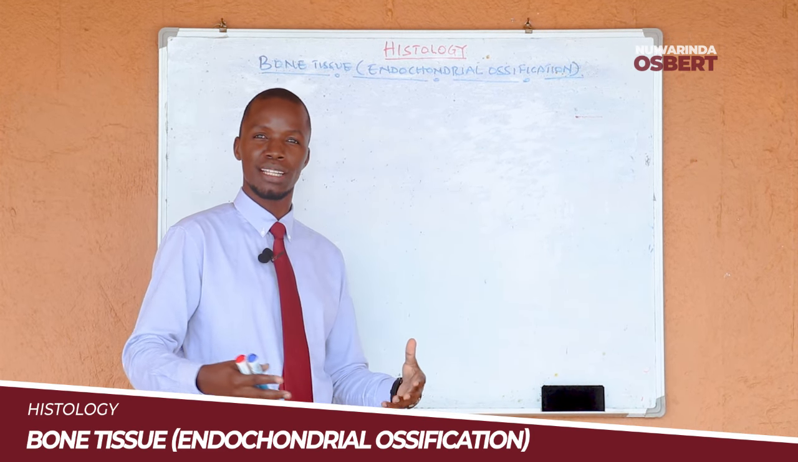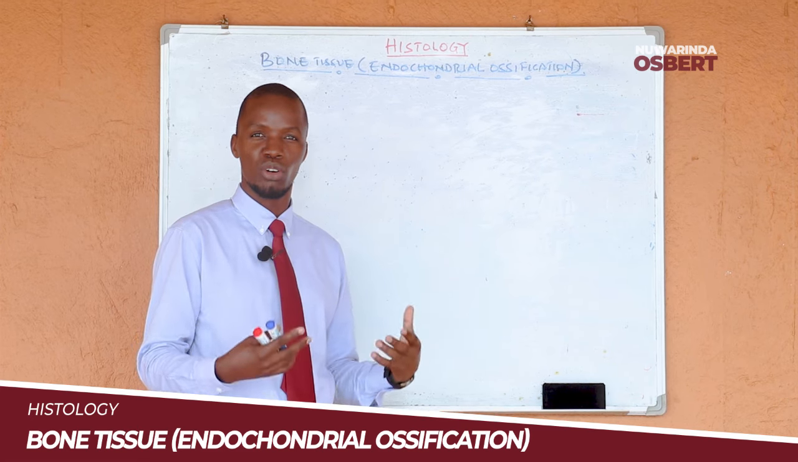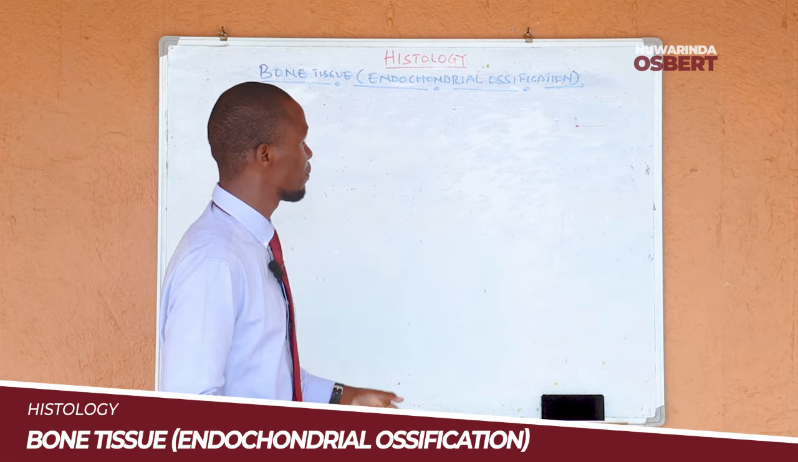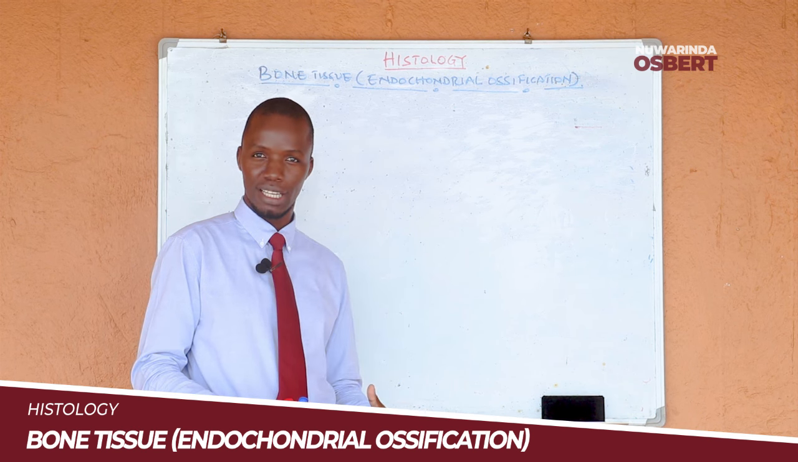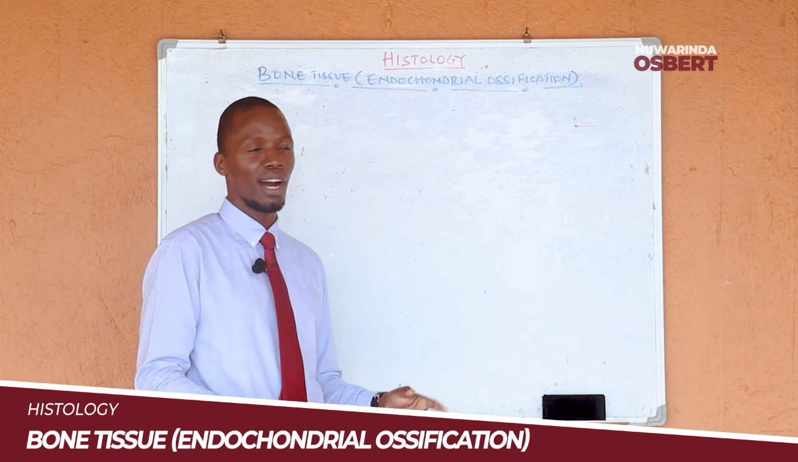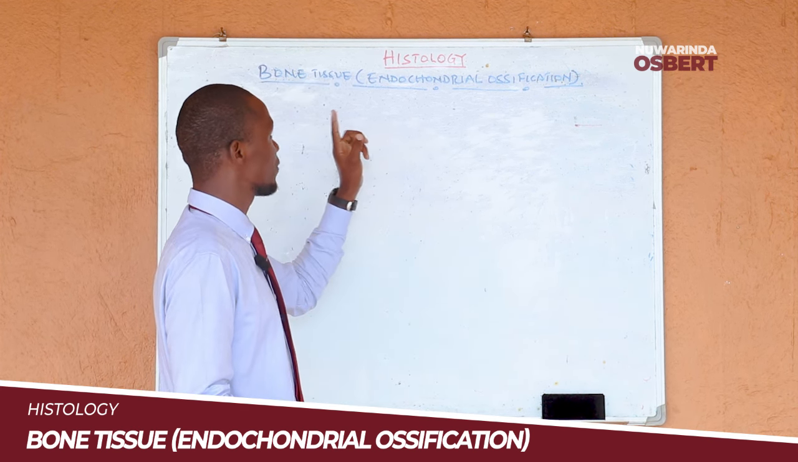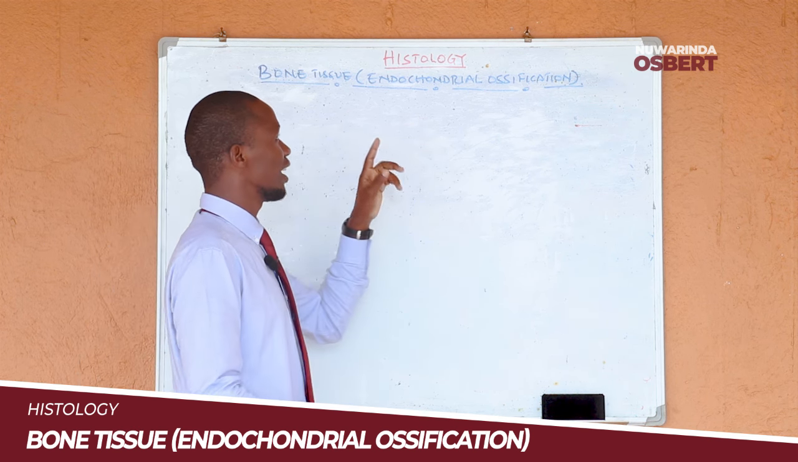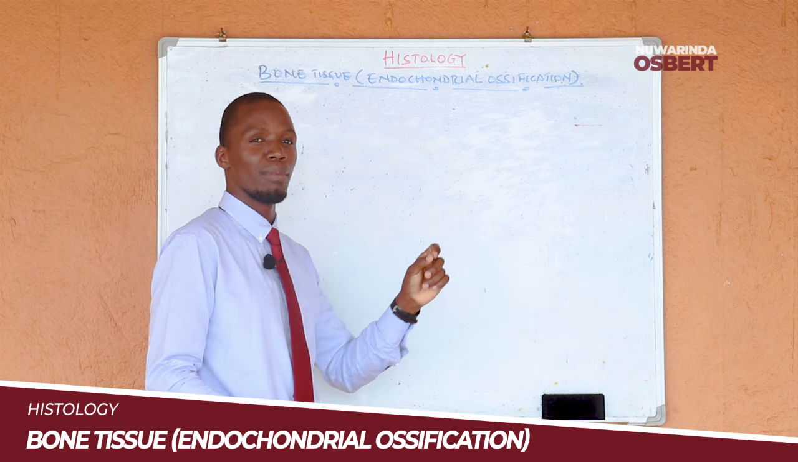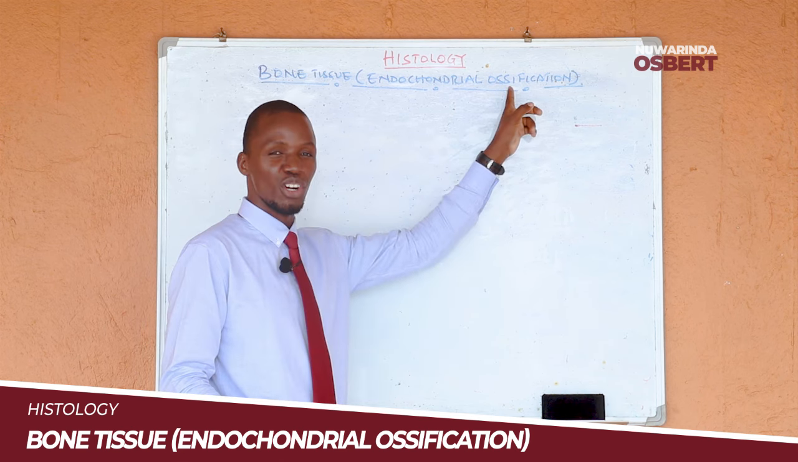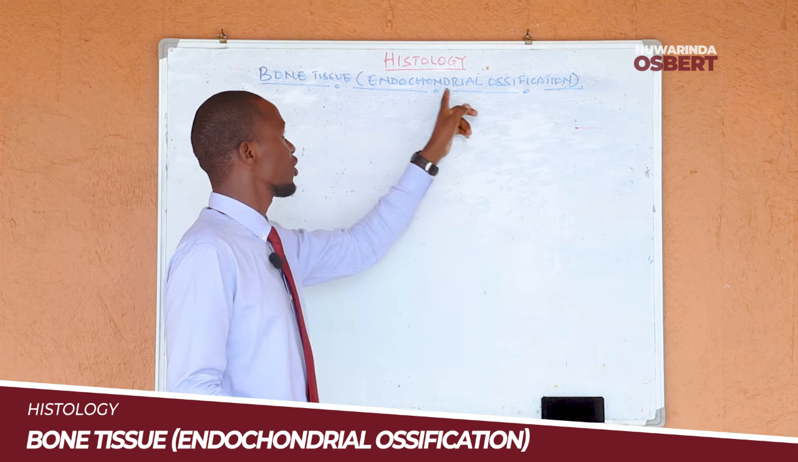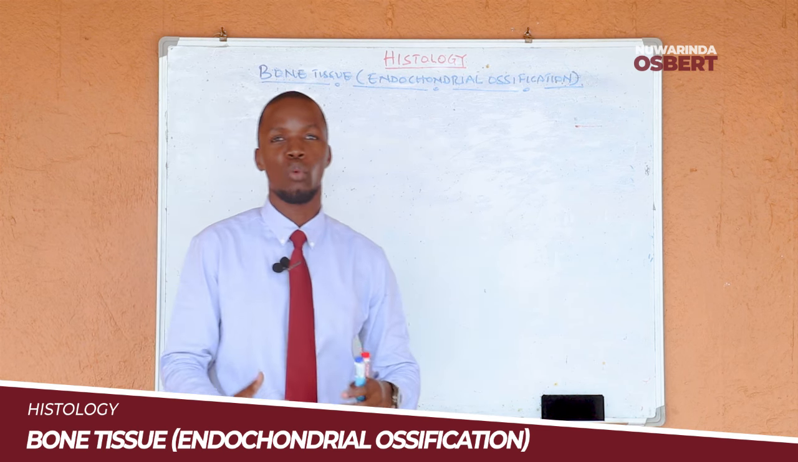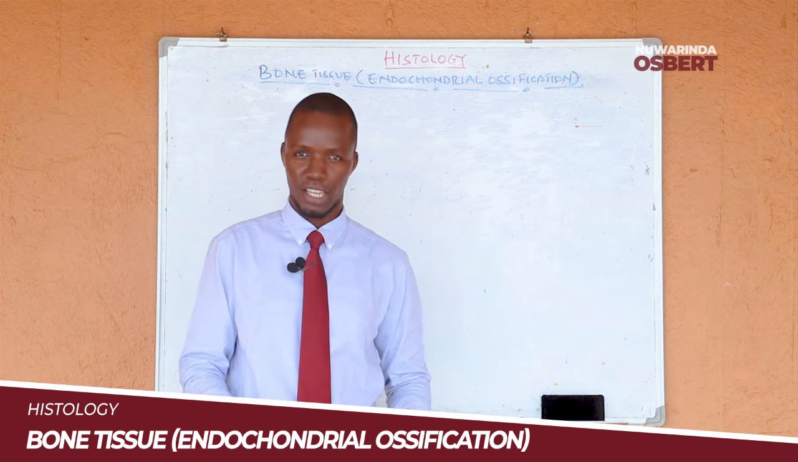Now, after we have looked at the structure of a compact bone, we need to know how a compact bone is formed. The process by which a bone is formed is called ossification. As far as the compact bone is concerned, it is formed by a type of ossification known as endochondrial ossification, as I told you in the previous episode. Now, the question is, what is endochondrial ossification?